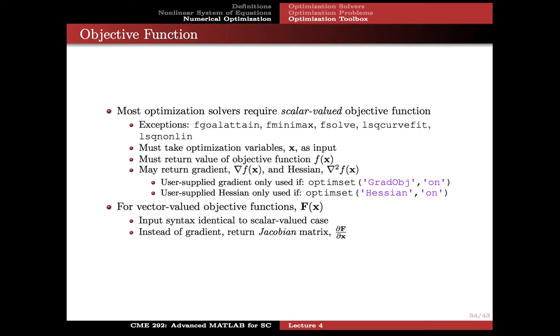If we want to use the user-supplied gradient and Hessian, we need to set the following options in our options struct and pass them in. So here you'll see we'll be turning the gradient to be on and the Hessian to be on as well. If we have vector-valued objective functions, here you'll see that instead of the gradient, we will return the Jacobian matrix.